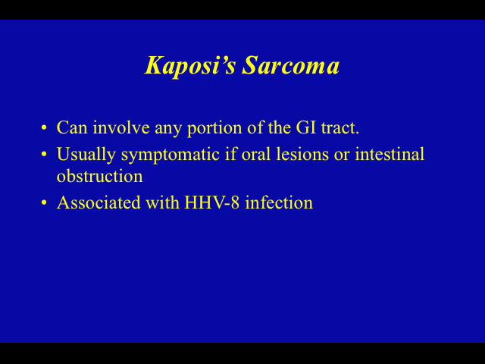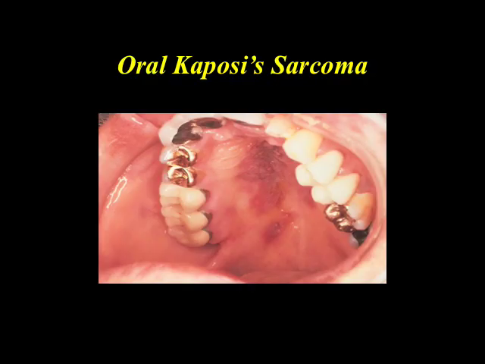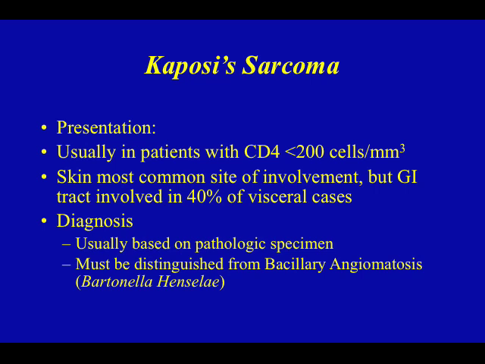Kaposi sarcoma can involve any part of the GI tract. Obviously, mouth is part of it. Usually it's symptomatic if you have oral lesions. In lower GI tract, you can get obstruction. And of course, what you need to know is associated with human herpes virus 8. Okay, very important. It will come up on your boards. In appearance, you would have these darkened patches on the back of the throat, or on buccal mucosa, or anywhere in the mouth. Usually lower CD4 counts, about 40% is visceral disease.